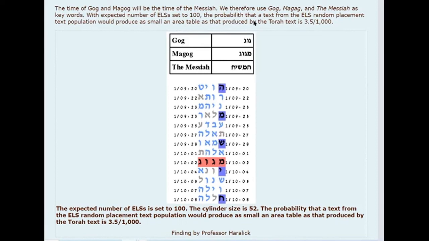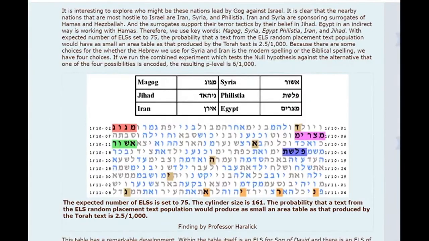The probability that a text from the ELS, equal letter sequence, random placement text population would produce a small an area table as that produced by the Torah text is 3.5 in 1,000. Now this is the explanation that tells you exactly this. This is also a table which was found by Professor Haralick. A step further, this is another table also found by Professor Haralick.